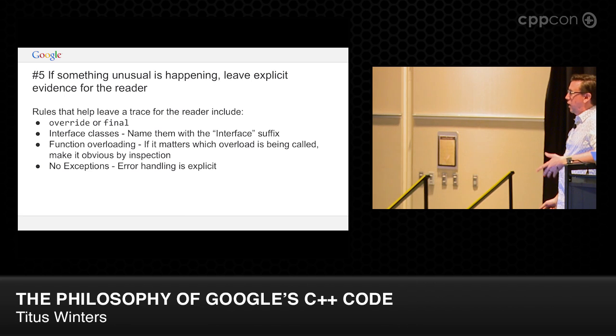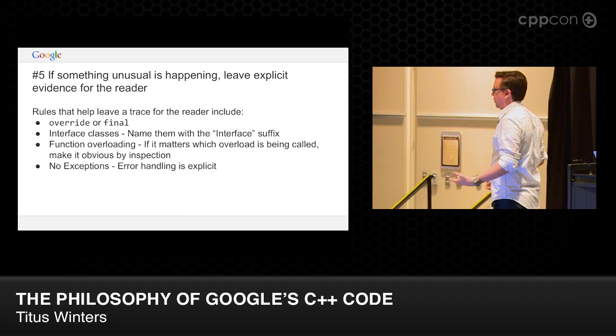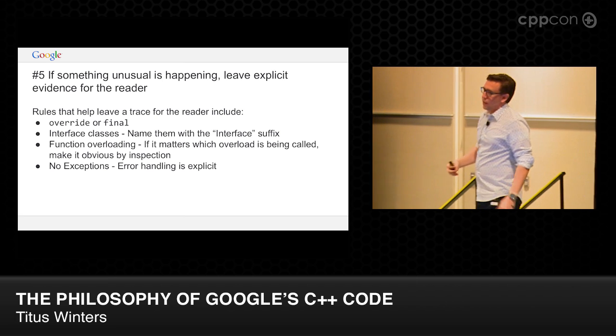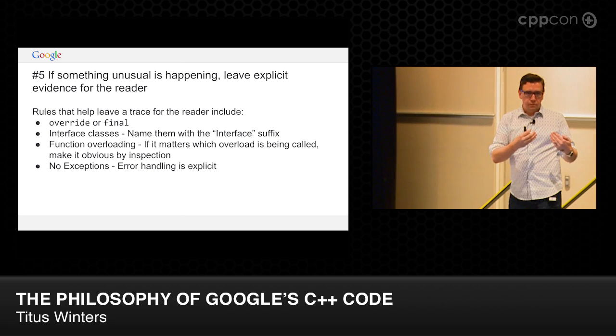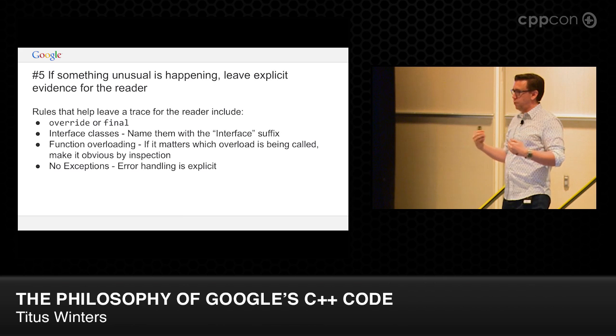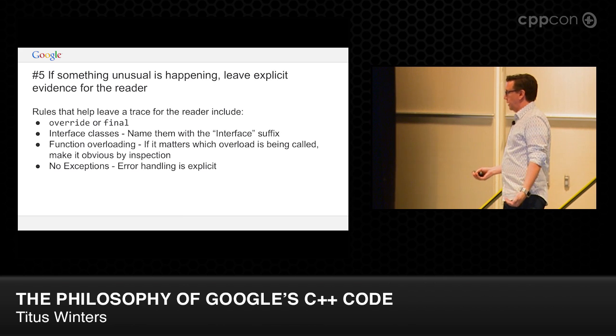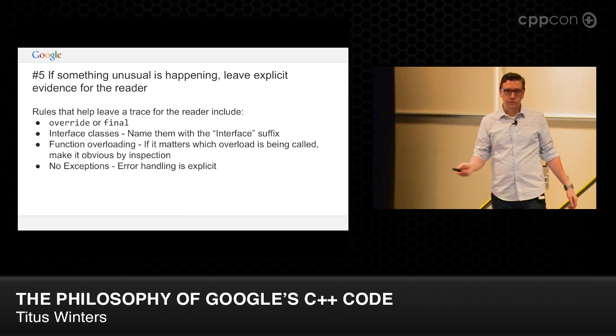Function overloading. Our rule of thumb is don't overload if it matters which one you called. Right? If it doesn't matter which version of the overload you called, then it's an overload. If it matters and the behavior depends on which type was passed in, name it a different thing. Right? That's a really good rule of thumb for when you should overload something. So, sure. And no exceptions, because error handling being explicit leaves a trace for the reader.